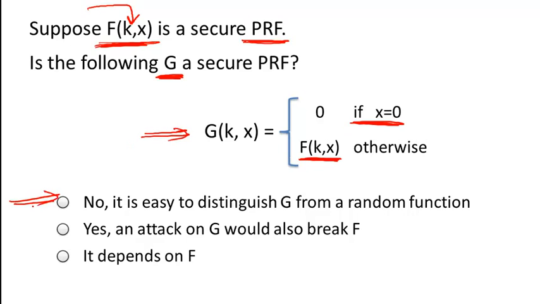The answer, of course, is that the function G is not a PRF, because it's very easy to distinguish the function G from a random function. Simply query the function G at the point x equals 0 and test whether the response is equal to 0. If the response is equal to 0, we say the challenger is emulating the function G. If the response is not equal to 0, we say the challenger is emulating a truly random function. Clearly, this distinguishes an emulation of G from an emulation of a random function, and therefore G cannot possibly be a PRF.